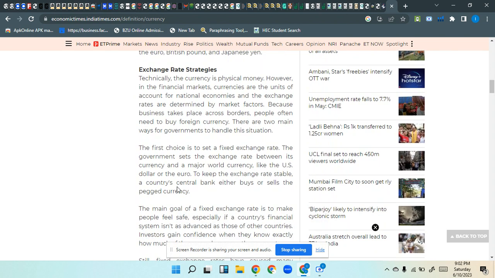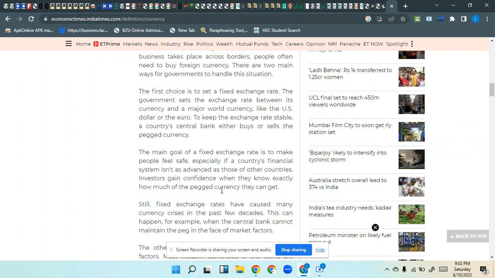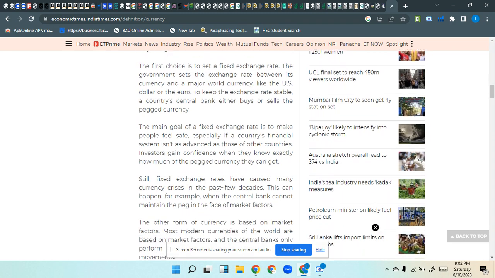The first choice is to set a fixed exchange rate. The government sets the exchange rate between its currency and a major world currency like the US dollar or the euro. To keep the exchange rate stable, a country's central bank either buys or sells the currencies. The main goal of a fixed exchange rate is to make people feel safe, especially if a country's financial system is not as advanced as those of other countries. Investors gain confidence when they know exactly how much of the currency they can get.